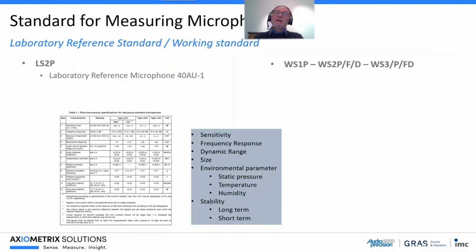Working standard microphones: WS, working standard, 1 for 1 inch, P for pressure. WS 2 is for half inch, P pressure, F for free field, D for diffuse field, and WS 3 is actually for 1/4 inch microphone. So this is for the working standard microphone, and this covers all 1 inch, half inch, and 1/4 inch microphones that are covered by this standard.